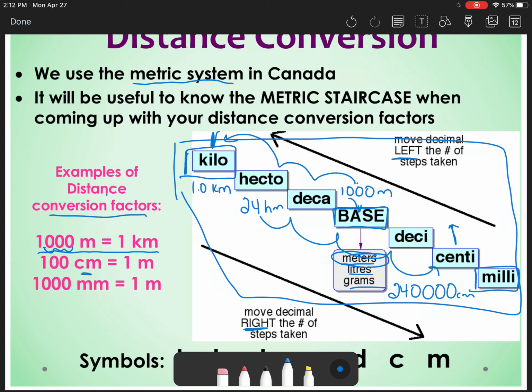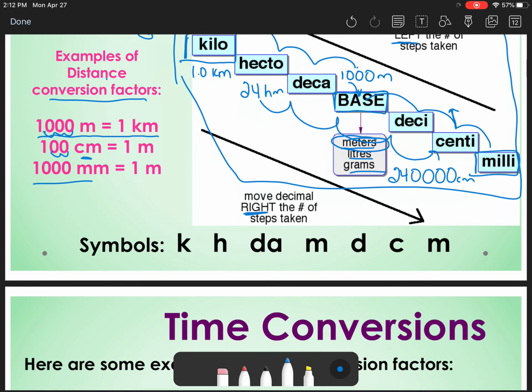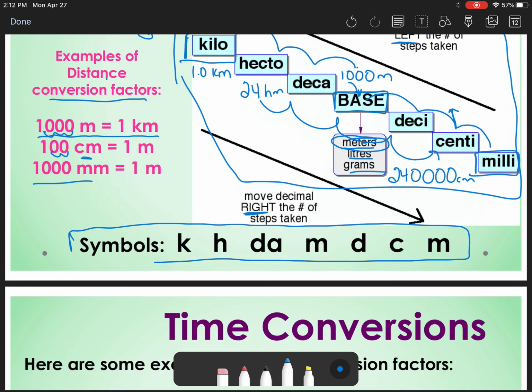Okay, 100 centimeters to meters, left 2 times. 1,000 millimeters to meters, left 3 times. If you are capable of remembering this staircase, which I highly recommend, you can then easily convert distances. If you have to move left, you move the decimal left that many times. If you have to move right, you move the decimal right that many times. So I would recommend remembering this down here. You can come up with some sort of acronym. There's many out there. And again, this M is just our base unit.